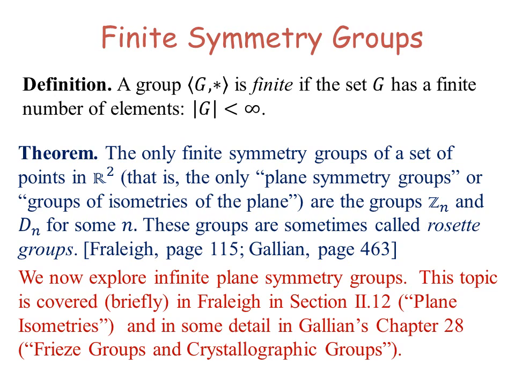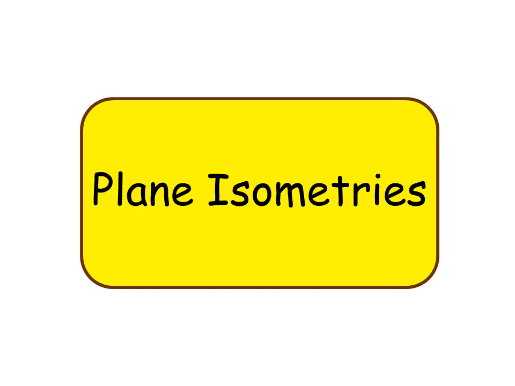Since we have classified the finite plane symmetry groups, we now turn our attention to the infinite plane symmetry groups. This is covered briefly in Fraleigh's section 2.12, but is covered in some detail in chapter 28 of Joseph Gallian's Contemporary Abstract Algebra, 8th edition. Plane Isometries.